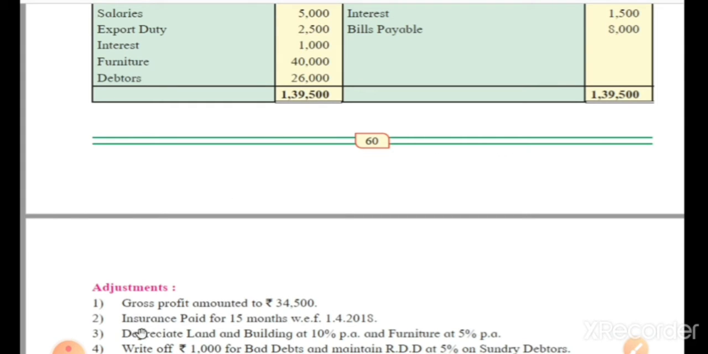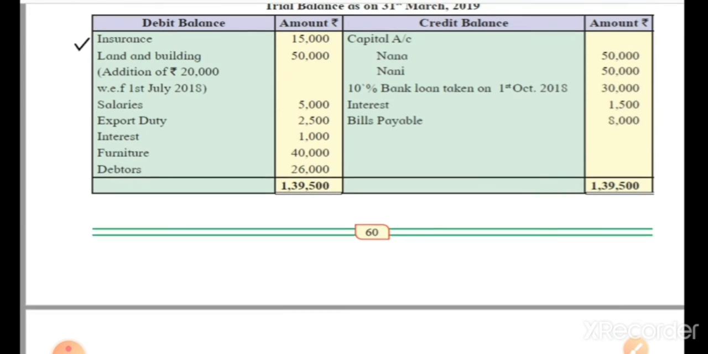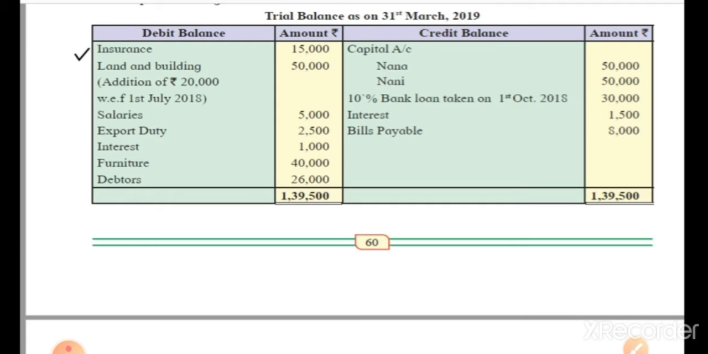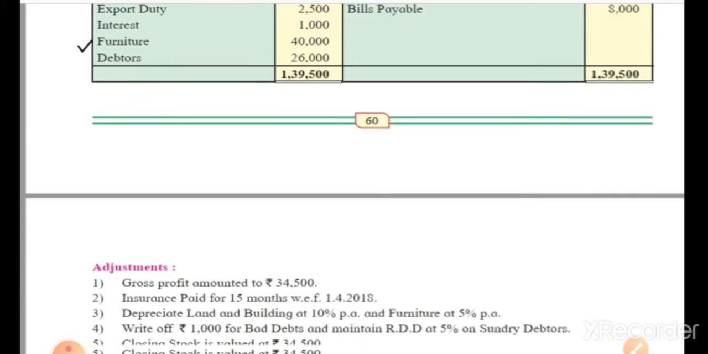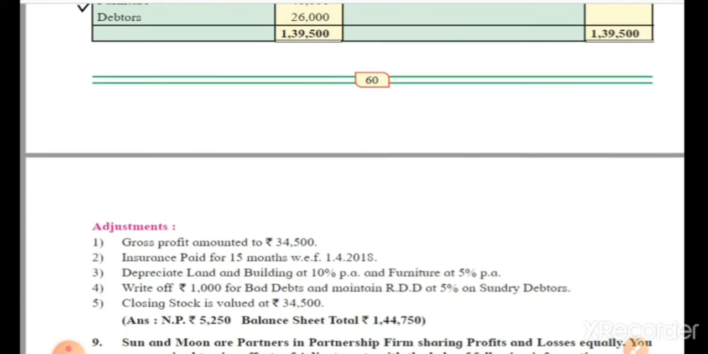Now the next adjustment, the third point: depreciate the land and building at 10% per annum and furniture at 5% per annum. Here there is an adjustment regarding the land and building and furniture also. So there is a depreciation we have to charge on land and building and furniture. We know the effect of that: first effect in the balance sheet, and second effect profit and loss account debit side.